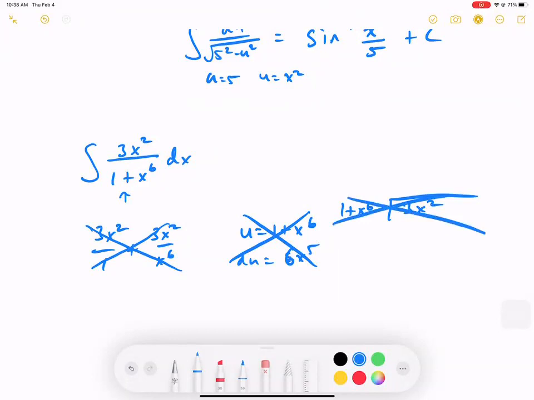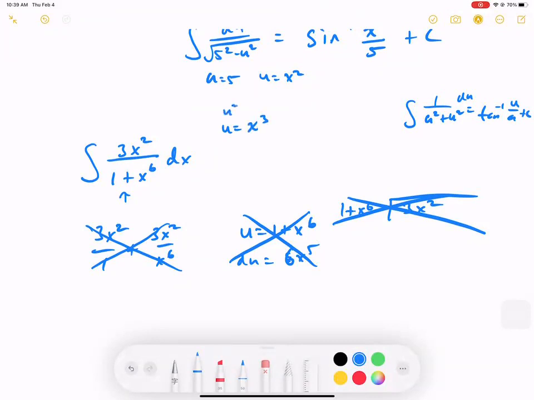If we say our rule again is the integral of du over a squared plus u squared, this is going to be tan inverse of u over a, plus c. All right, so we want to make sure we call our u's out. U here will be x cubed. How did I get x cubed?